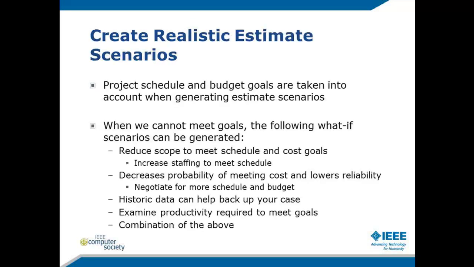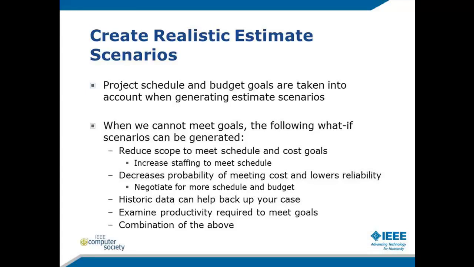We're going to want to look at multiple estimating scenarios, like I mentioned earlier. So not just generating some numbers off the bat and then going with it. We're going to want to look at different trade-offs. What if we add people? What if we reduce the amount of functionality? And we're going to want to really look at our project goals, schedule and budget, and reliability goals, and we're going to want to make sure we can meet those goals.